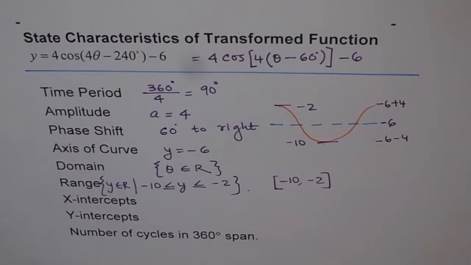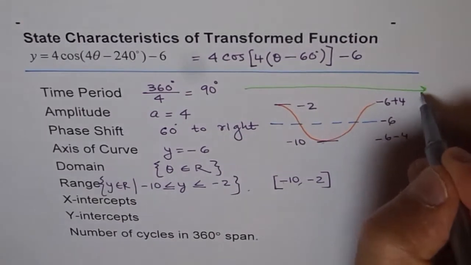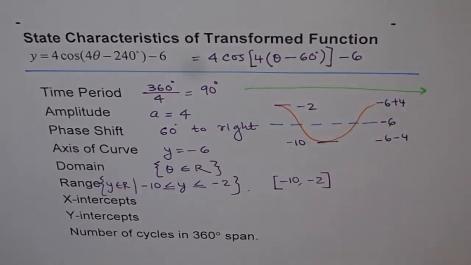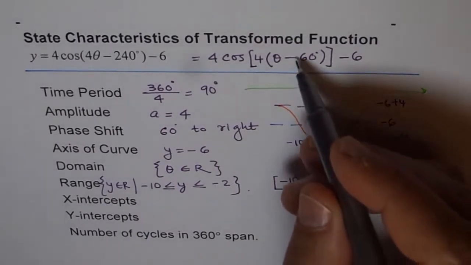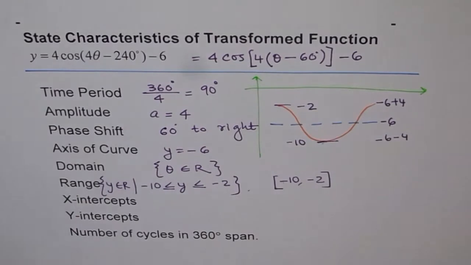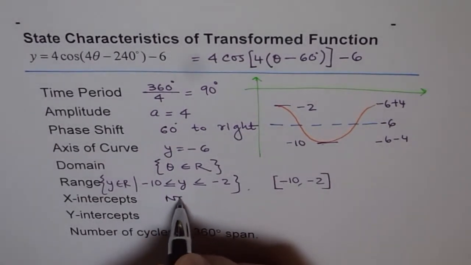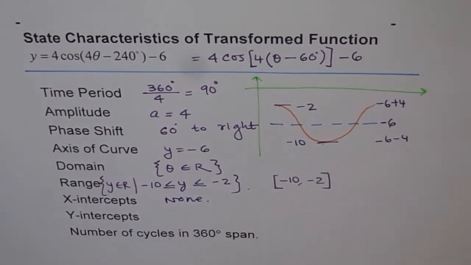X-intercepts. As you can see here, the graph actually has no x-intercepts at all, since this is minus 2. So the x-axis is somewhere there. Do you see that? So there is no x-intercept here, correct? So that is the x-axis, and the graph is 360 degrees later. So the y-axis is somewhere here for one wave, one time period, okay? So they're just for 90 degrees, whatever. So there are no x-intercepts, correct?